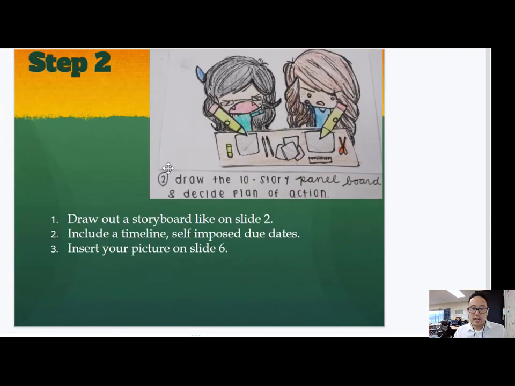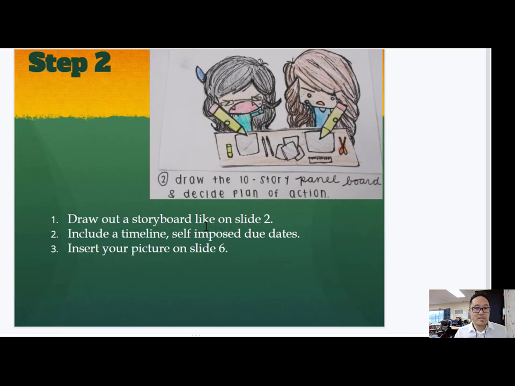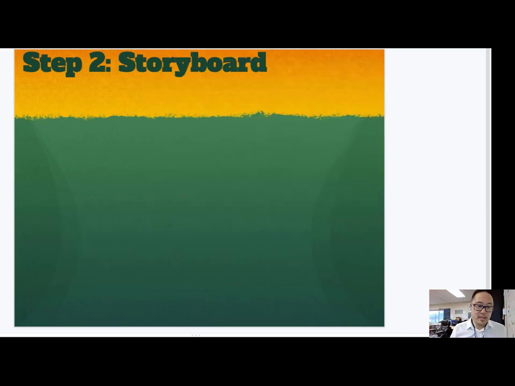Okay, step number 2 is draw the 10-panel storyboard and decide a plan of action. So you're going to draw out a storyboard like on slide number 2. So up here is slide number 2, and Tina and Michelle created something that looked like this. But when you guys create this, you can do it visual, you can do stick figures, it doesn't have to be fancy like this. What I want you to include is a timeline or self-imposed due dates. This is really helpful because it helps you map out what's happening. And then go ahead on slide number 6, go ahead and insert your storyboard here.